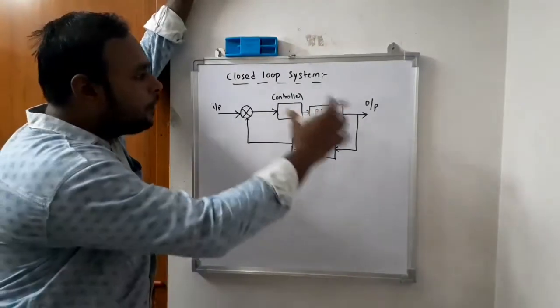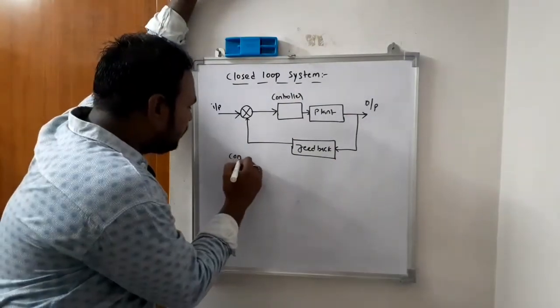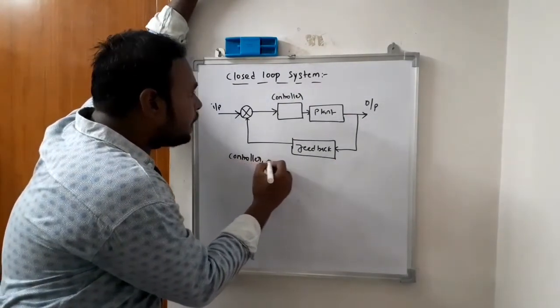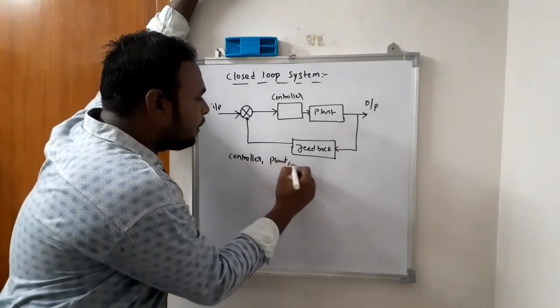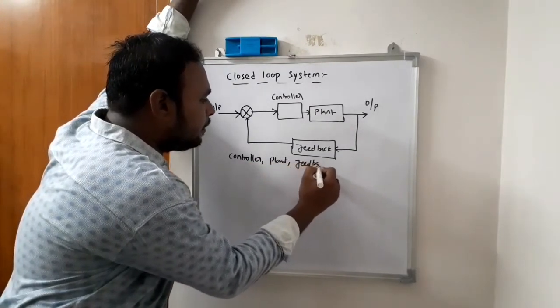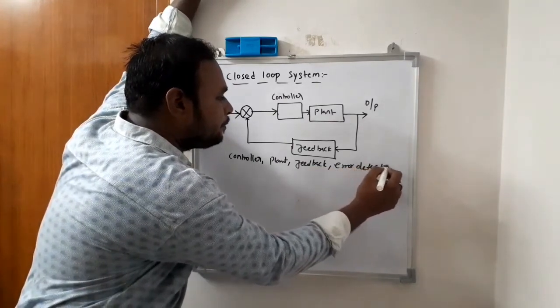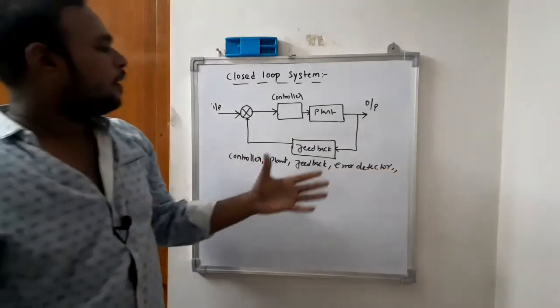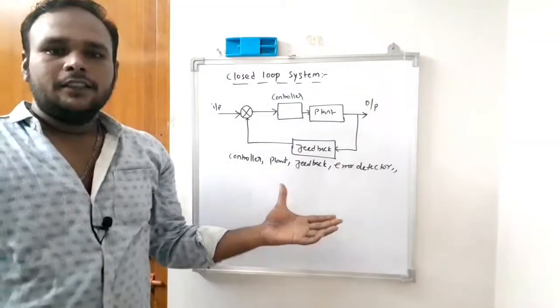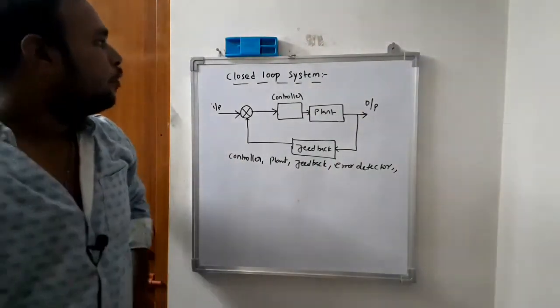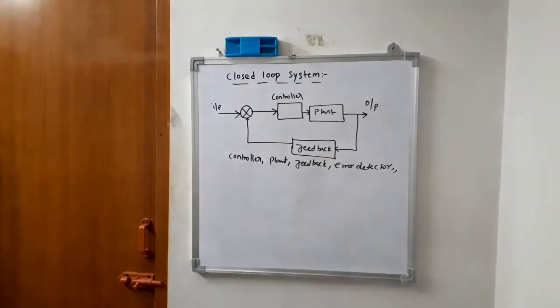So what are the components we use here? Controller, plant, feedback, error detector. These are the components we use in this closed loop control system.